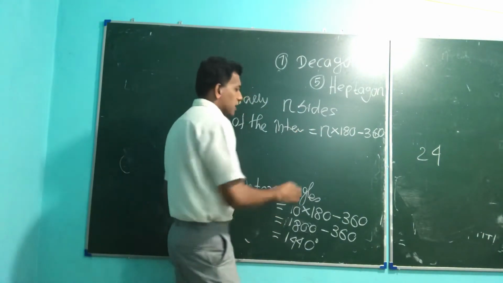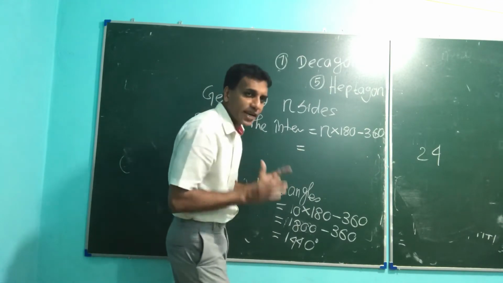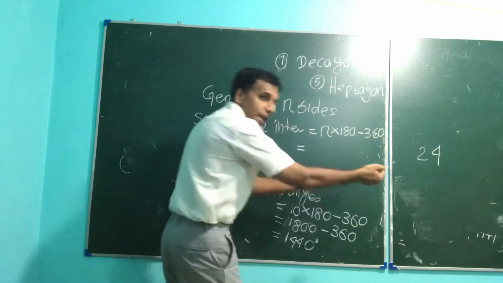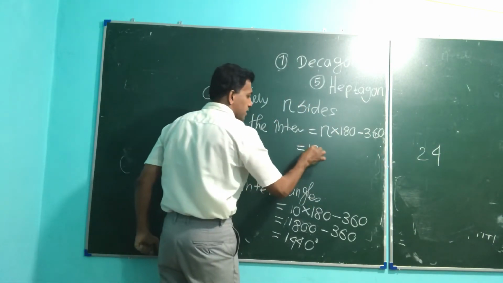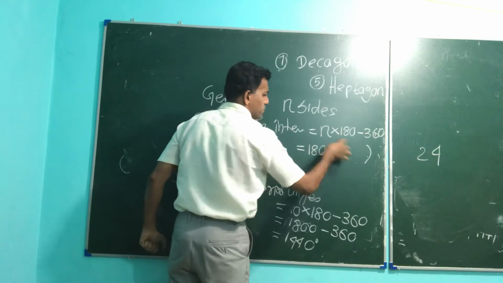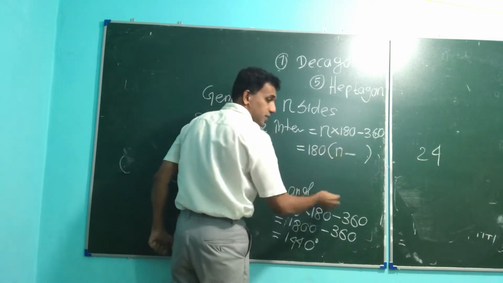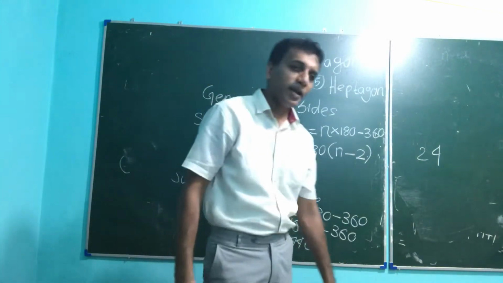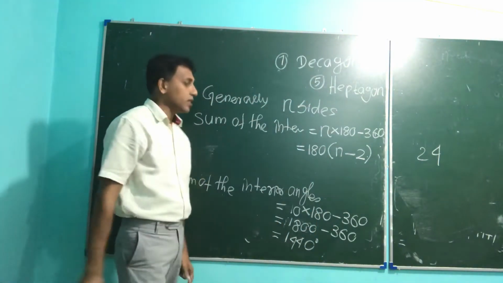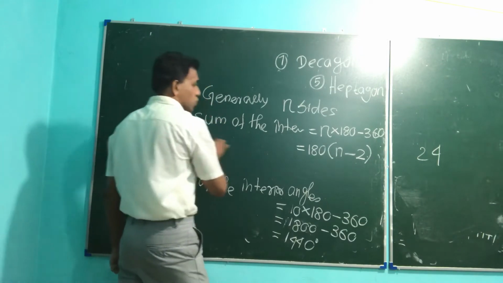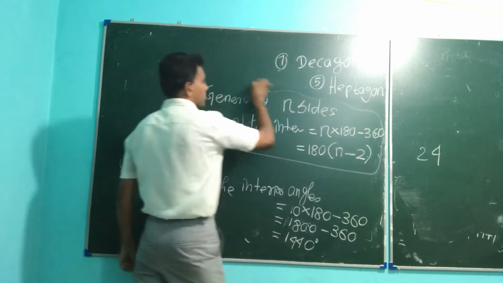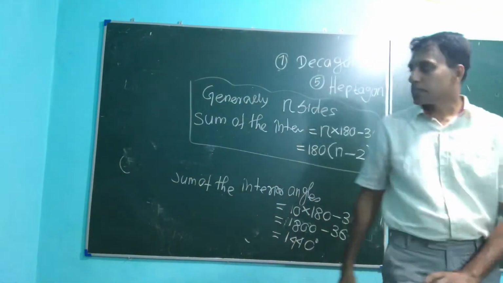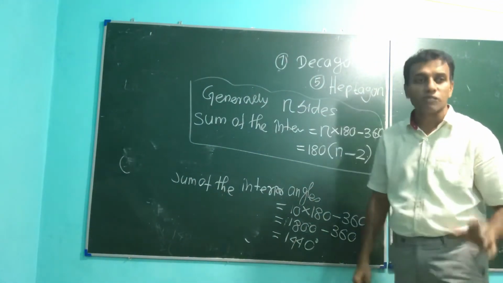That's enough. Or otherwise, some factorization: 180 is available here and here also. Take the 180 out, so here n minus 2. This is the formula: 180 multiplied by n minus 2. The general formula for the sum of the interior angles of a polygon.